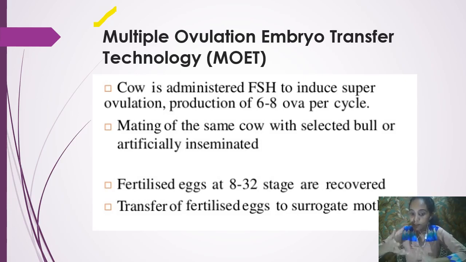Okay, and these embryos start developing; there are different stages in the development of the embryo. When the embryo reaches the 8 to 32 cell stage, they can take that embryo and give it to other cows. And this embryo will develop in the other cow. So that cow will act as a surrogate mother.